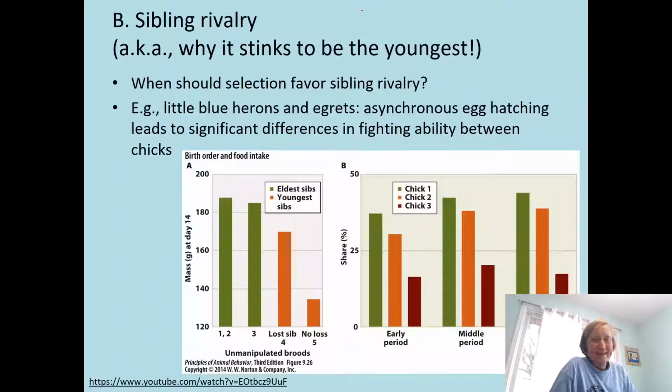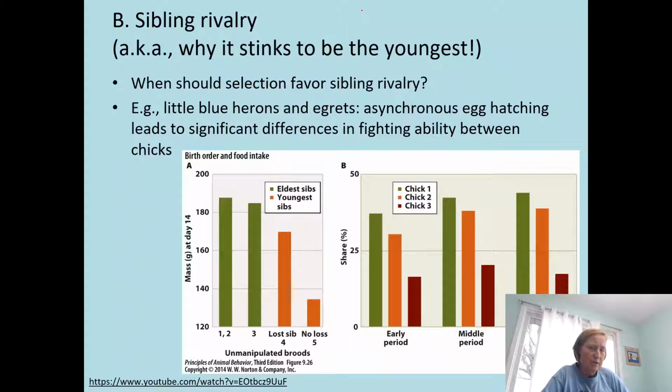Okay, one more type of conflict that's kind of fun: sibling rivalry, aka why it stinks to be the youngest, basically. So siblings are typically related by a coefficient of relatedness equal to 0.5, right? R equals 0.5 for full siblings. And they should cooperate then. They should help each other because they're so closely related to each other. But individuals are more related to themselves. They have an R of 1 related to themselves. So when there's a problem, they should do what they can to help themselves and to not help their siblings.